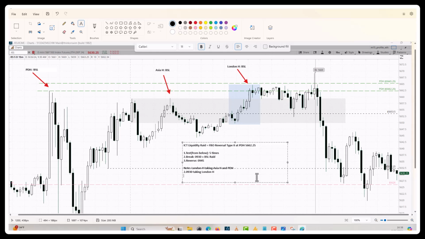So the note tells us that the London high took our Asian high. And then took our London high at 9:30 right there. So we take the buy-side liquidity 3 times. 1, 2, 3, boom, it reverses. And it creates the so-called type 2 reversal. Right, we have a type 2 reversal setup.